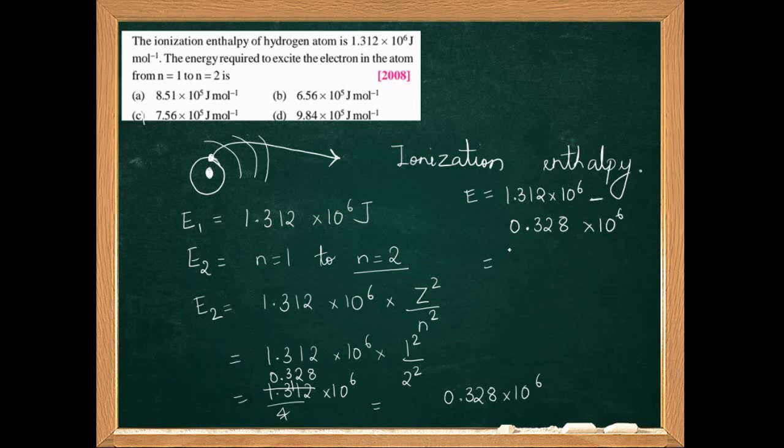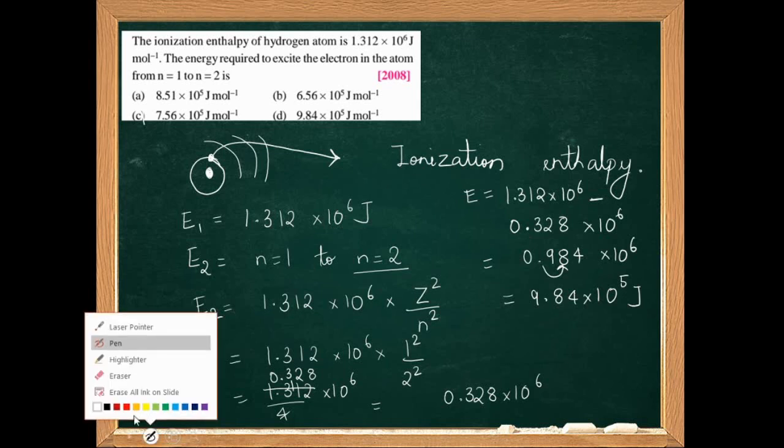So the difference in energies, this gives us what? If we do the subtraction, it is 0.984 into 10 to the power 6, which is what? If I shift this decimal, this will give us 9.84 into 10 to the power. So I've increased the number, so I'll decrease the power. So this will become 10 to the power 5 joules. So the right answer is option D.